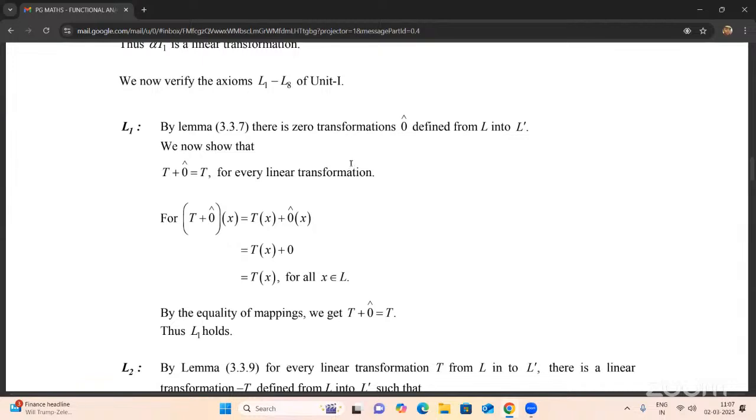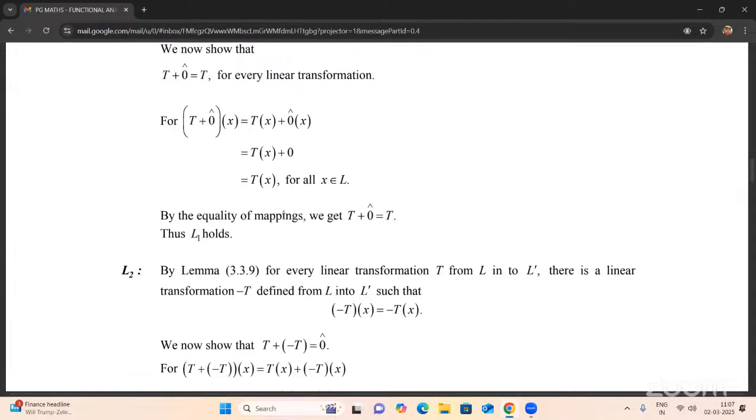Now we will show whether it is a linear space or not according to the above conditions. So the L1 to L8 conditions were verified in the first unit of this part for a linear space or vector space. Here the first condition, L1: the zero transformation, T plus 0 cap equals T for every linear transformation. T plus 0 cap with respect to x: T means T of x, so T of x plus 0 cap of x. This is the zero transformation. That value is 0, and T of x plus 0 means T of x. So the first condition is verified from the equality of mappings, T plus 0 cap equals T.